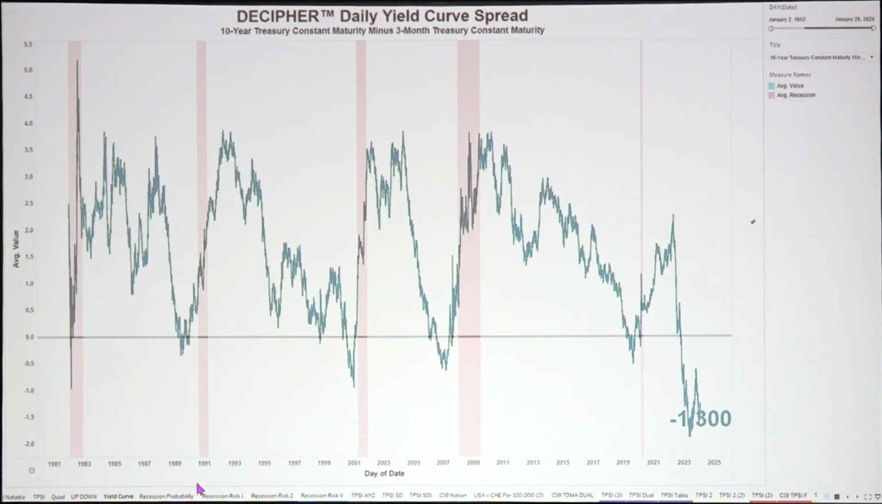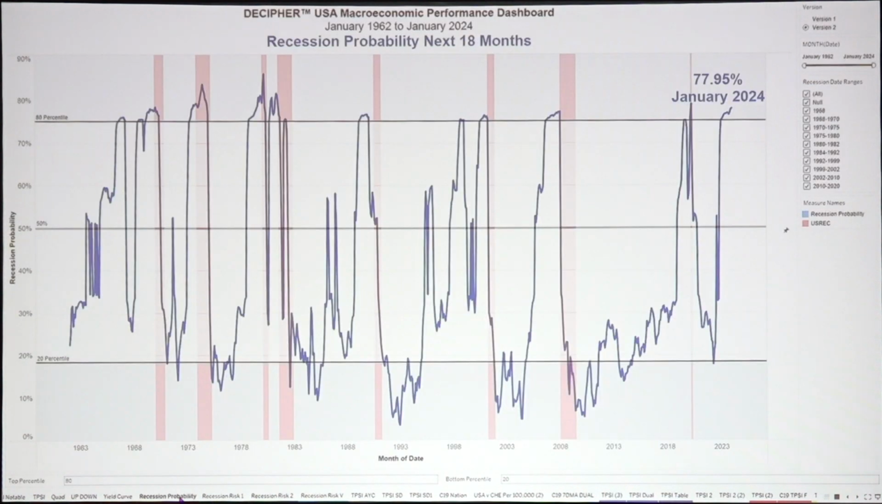Okay? And finally, this is a recession probability model, and it shows that as of this past month, with a lot of different indicators and subject matter experts from Wall Street, according to this model, there's a 77.95% chance we're going to hit a recession this year.